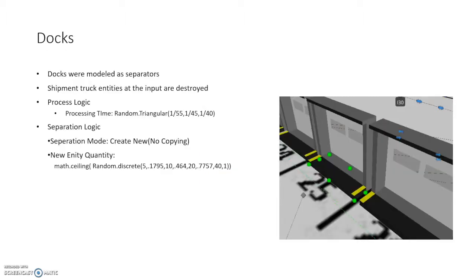These are the docks. Docks were modeled as separators. The shipment truck is destroyed, whereas the pallets are created. The processing time is modeled through a random triangular distribution. The logic used was create new. As I mentioned, the trucks were destroyed, and the new entities created were based on a discrete distribution that was found using the data from the problem statement.